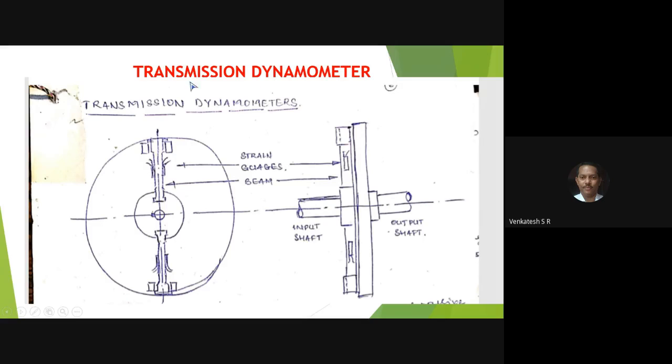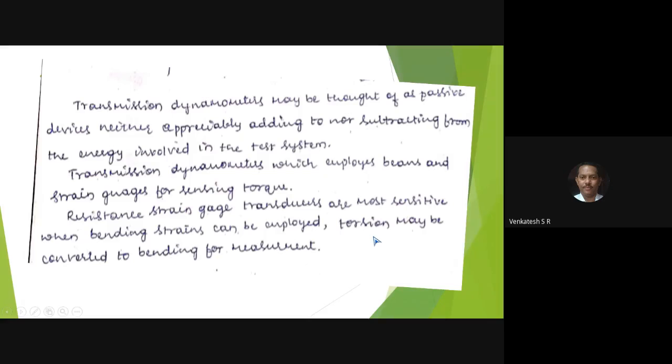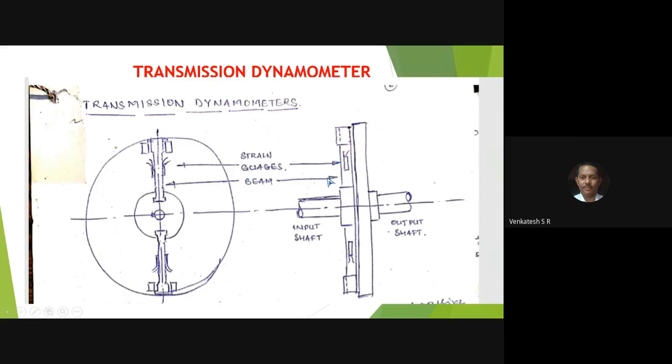The name transmission dynamometer indicates the transmission of power, the transmission of mechanical energy developed by the engine from one place to the other place. This is the input shaft and this is the output shaft. On the output shaft, you measure the RPM of the shaft using a tachometer. This is the transmission dynamometer.